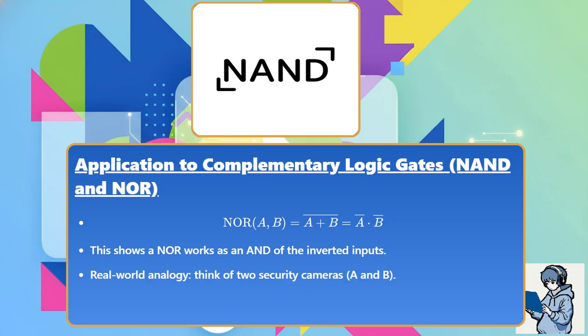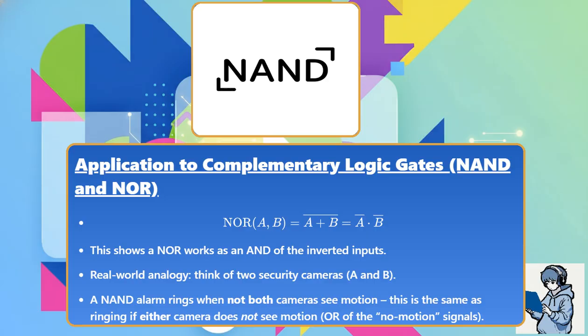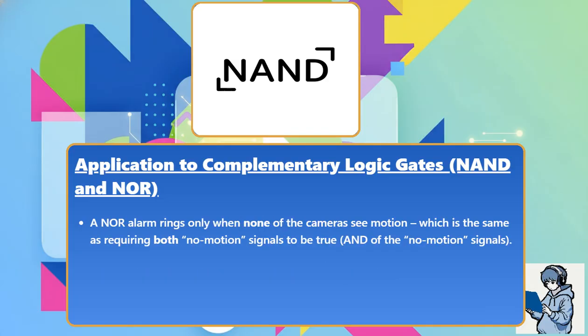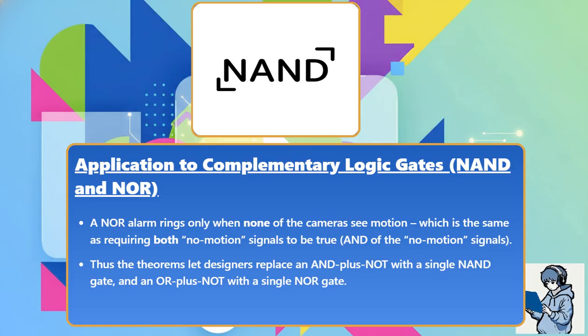Real-world analogy: think of two security cameras, A and B. A NAND alarm rings when not both cameras see motion. This is the same as ringing if either camera does not see motion, or, the OR of the no-motion signals. A NOR alarm rings only when none of the cameras see motion, which is the same as requiring both no-motion signals to be true, the AND of the no-motion signals. Thus, the theorems let designers replace an AND plus a NOT with a single NAND gate, and an OR plus a NOT with a single NOR gate.